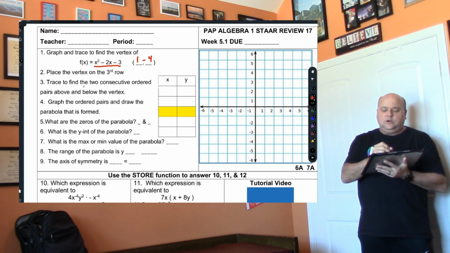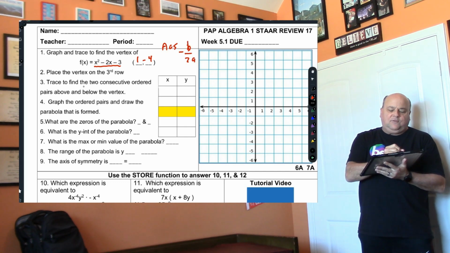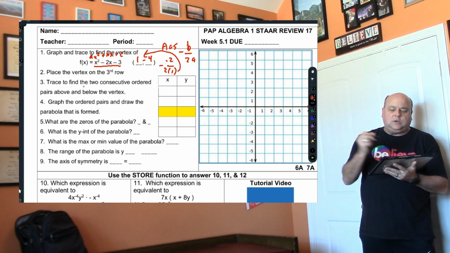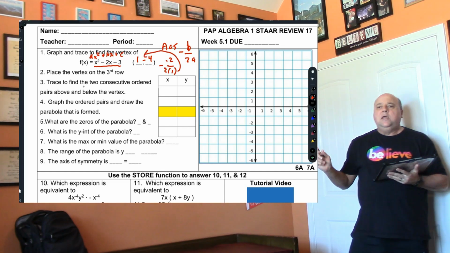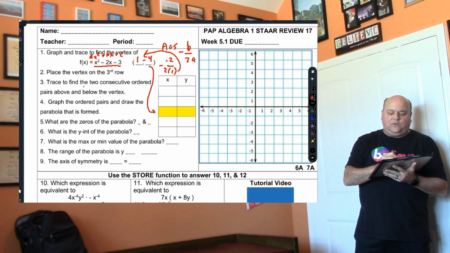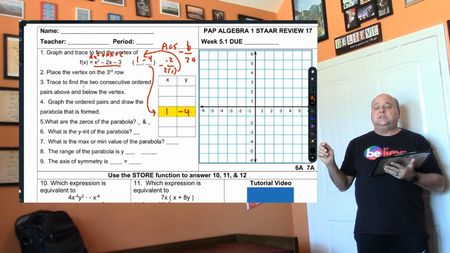Remember also, on your formula chart, the axis of symmetry is -b over 2a. If you have ax squared plus bx plus c, your -b over 2a would be -(-2) over 2 times 1, which is also going to be that 1, okay? So that -b over 2a will give you the x value of your vertex, and right here it's 1, -4. That 1 is going to turn into your axis of symmetry.